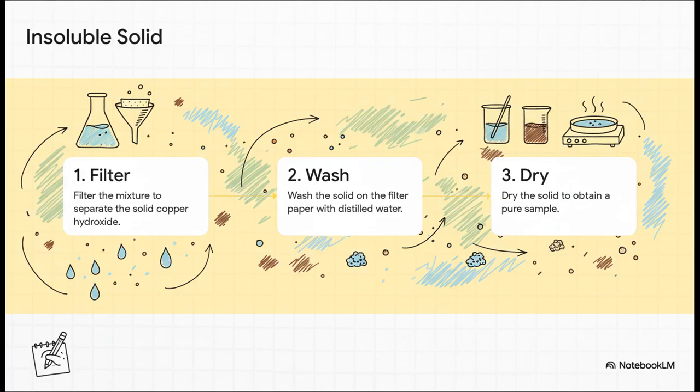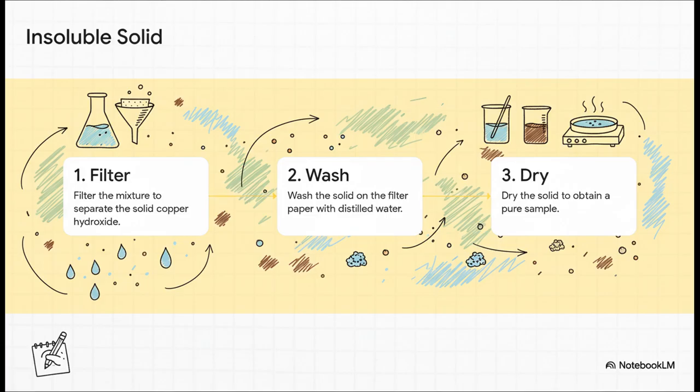Let's tackle part 1, getting the pure insoluble copper hydroxide. The slide lays out the 3 key stages perfectly. First, since it's a solid that won't dissolve, our go-to method is filtration. We pour the mixture through filter paper. The solid gets stuck, the liquid goes through.